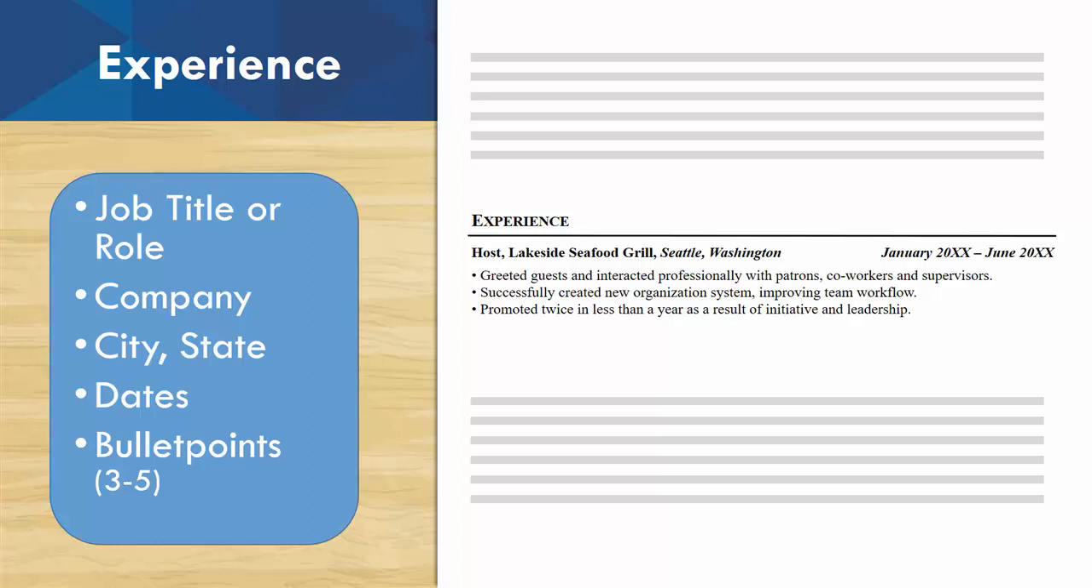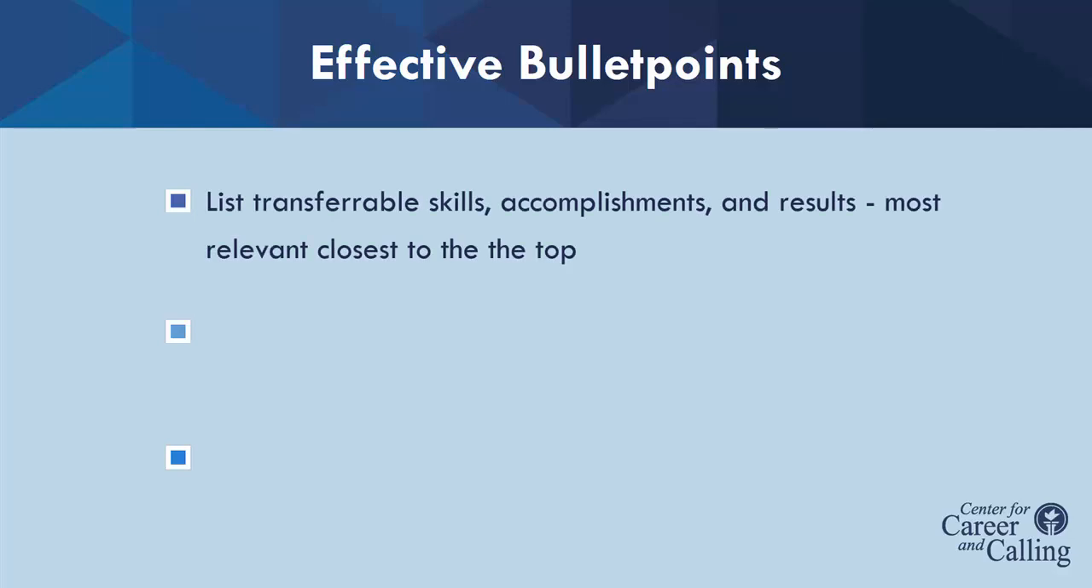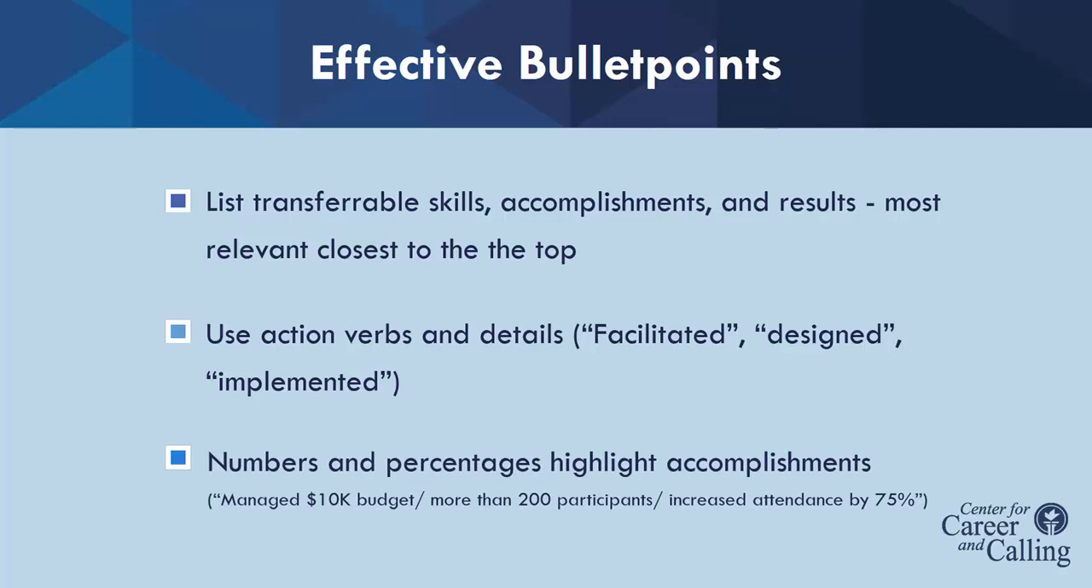Now, writing strong bullet points can be daunting, but here are some tips to get you started. Think about the important duties you took on in your job and order them by relevance to the position you're applying for. Start with strong action verbs like facilitated, designed, organized. Think about what you did that was creative or unique or original. Add numbers and percents where you can. This gives the reader a frame of reference and quantifies your work.